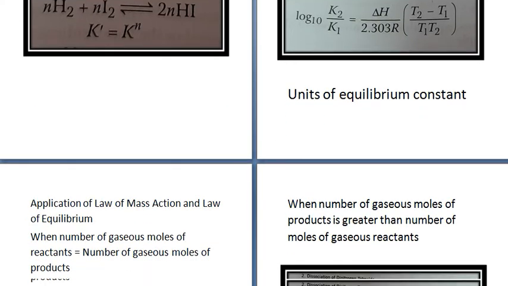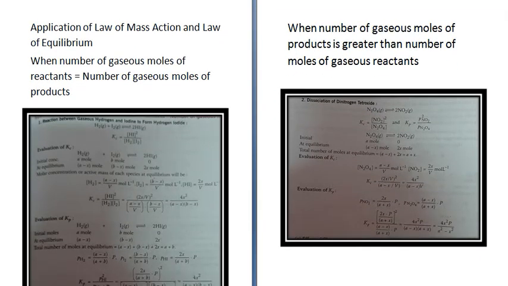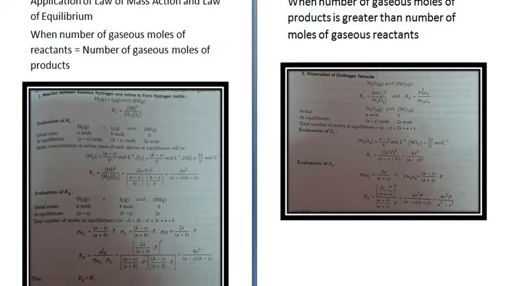Next we come to application of law of mass action and law of equilibrium. Now, law of mass action and law of equilibrium help us to predict the effect of change in pressure, concentration of reactant or product on state of equilibrium in a chemical reaction. So there are 4 types.